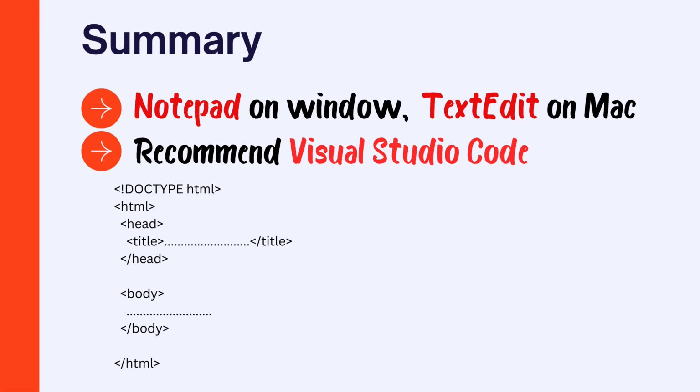Let's summarize what you have learned. To write your HTML code, you can use Notepad on Windows or TextEdit on Mac, but I recommend Visual Studio Code. HTML structure is to declare the document type as HTML by less than mark, doctype HTML, and greater than mark. Then open the HTML tag and close it. Inside the HTML tag, we have the head tag and body tag. Inside the head tag, we have the title tag, which is displayed in the browser title bar. Inside the body tag, there are many tags available, which we will learn step by step later on.